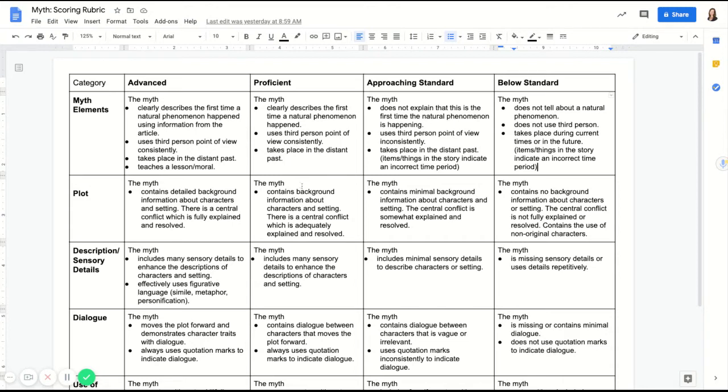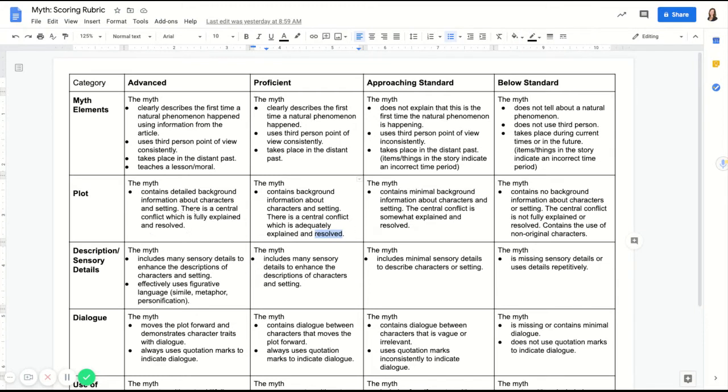Let's move on to plot, starting with proficient. The myth contains background information about characters and setting, and there is a central conflict which is adequately explained and resolved. So this means in your introduction, you have a lot of information about your characters and your setting. You also describe your conflict. You explain it adequately. That just means you're explaining it well, and you're resolving it at the end.